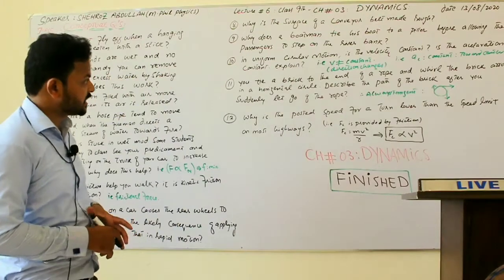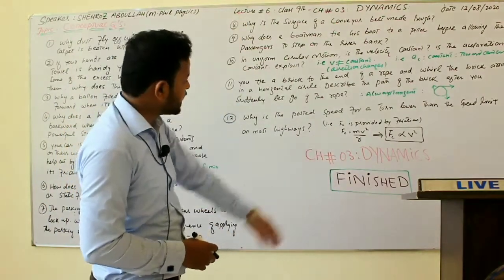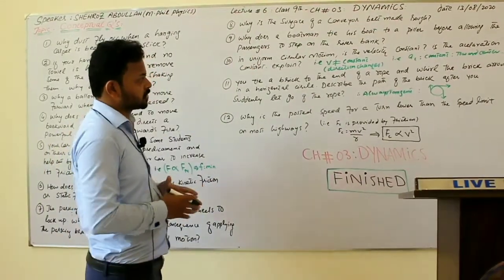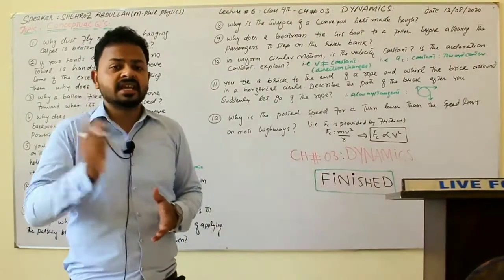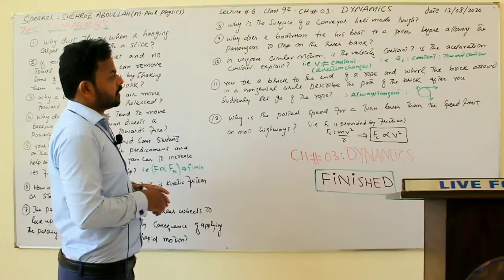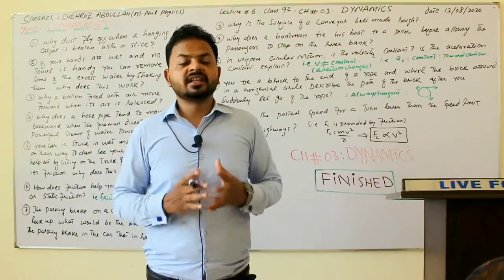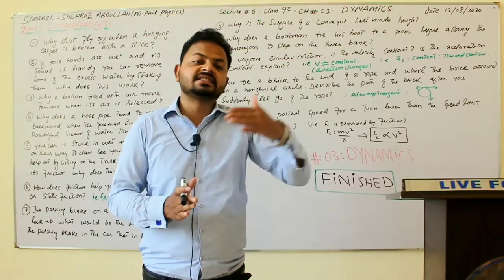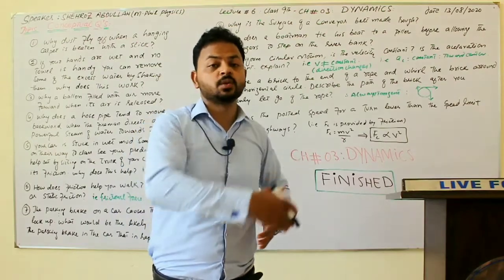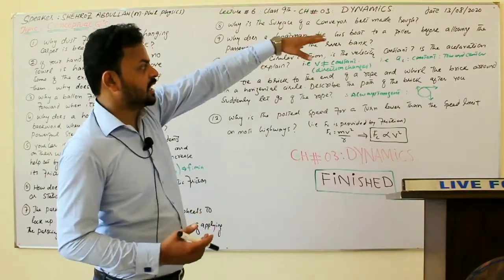Coming towards question number 10, it says in uniform circular motion, is the velocity constant? Is the acceleration constant? Explain. Do remember one thing, in uniform circular motion, velocity is not constant. Why? Because direction is constantly changing, right? It's always tangent to the circle, while acceleration is constant. Why? Because the body is moving in a circular path. The acceleration over here is centripetal acceleration, and that is always directed towards the center, right? That is constant. So what we say, velocity is not constant while acceleration is constant.